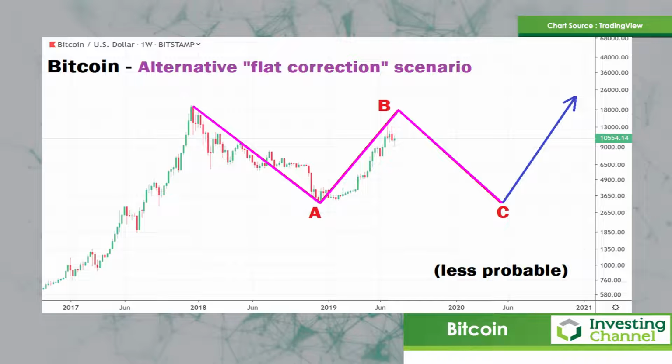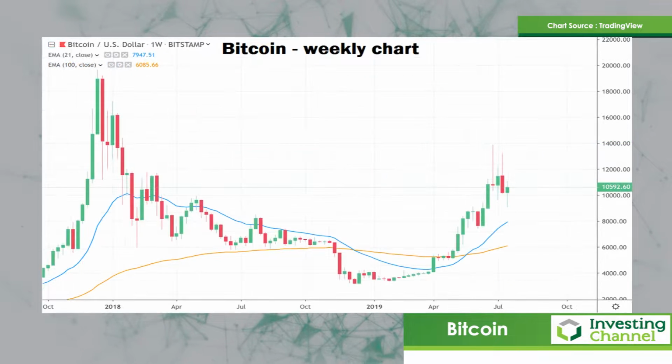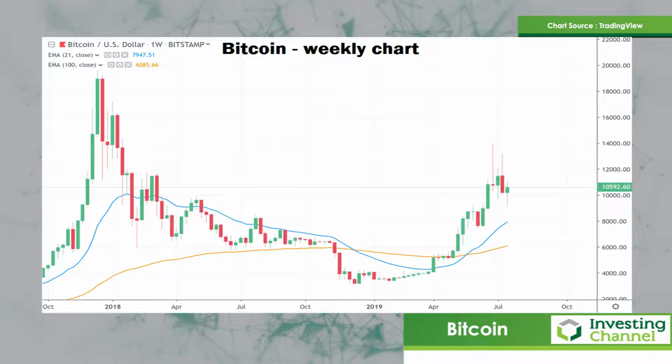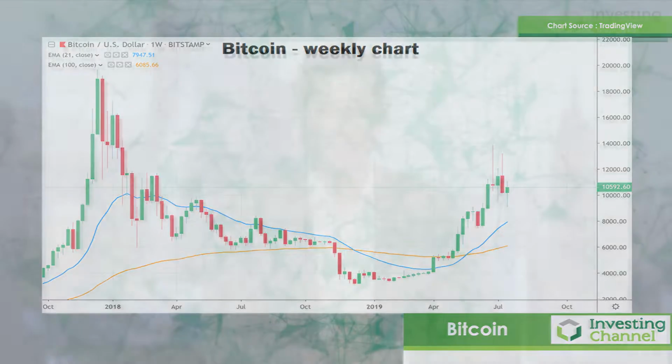All right, guys, so we're going to leave that chart. All I want to mention is, as you can see here on this weekly chart, currently we're looking as though we're making a corrective move, a correction down to the blue line, the 21 moving average. Now, let's just leave all these charts for a moment. So the bottom line is this. Which of these scenarios is likely, the bullish case or the bearish case?